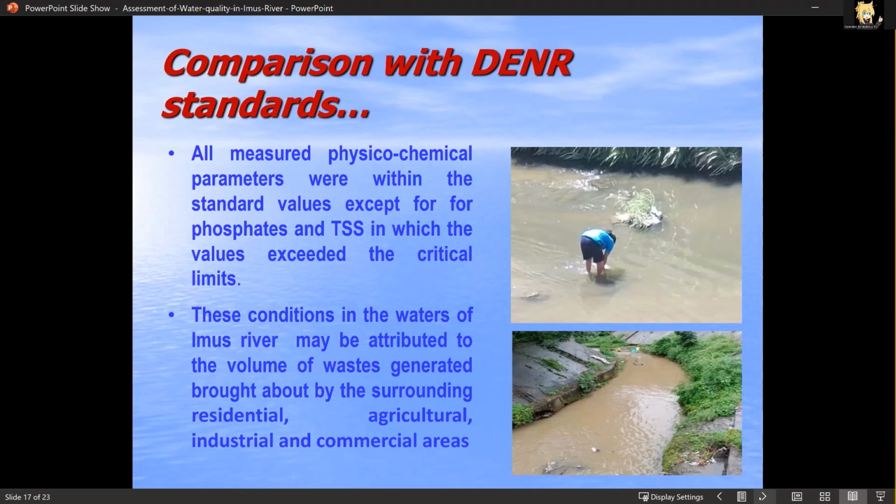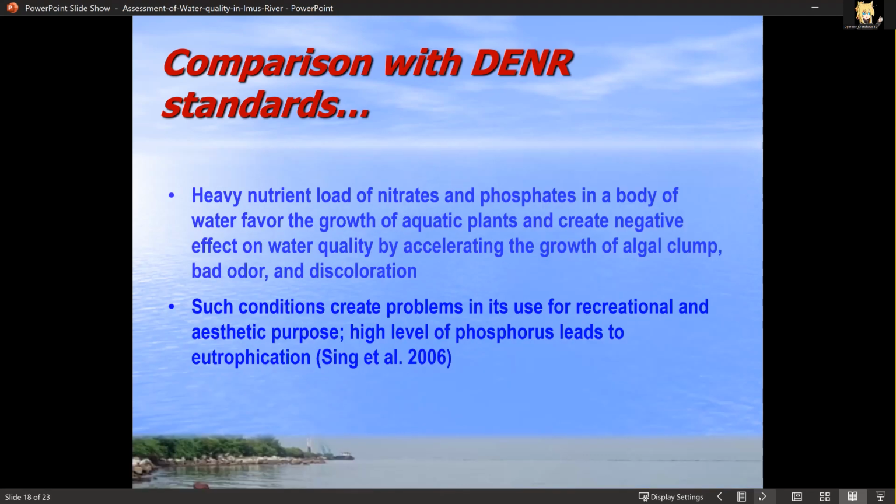So this condition in the waters of Primus River may be attributed to the volume of waste generated by the surrounding residential, agricultural, industrial, and even commercial areas. So a heavy nutrient load of nitrates and phosphate in the body of water favors the growth of aquatic plants and creates negative effects on water quality by accelerating the growth of algal clumps, even bad odor, and even discoloration. So such conditions create problems in its use for recreational and aesthetic purposes. High levels of phosphorus lead to eutrophication, as mentioned by Steve in 2006.